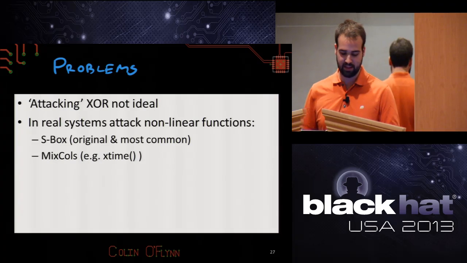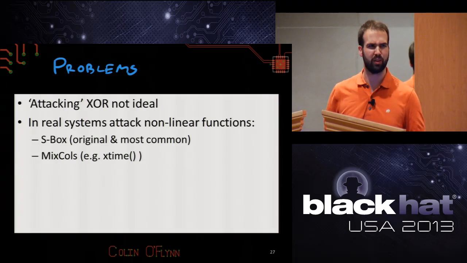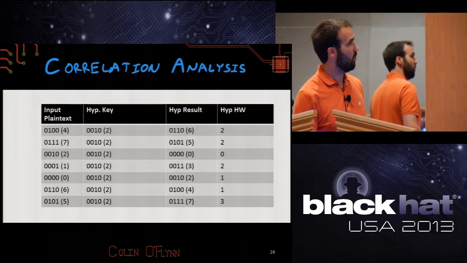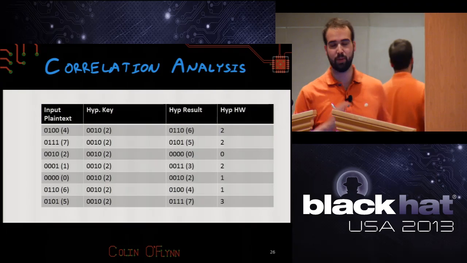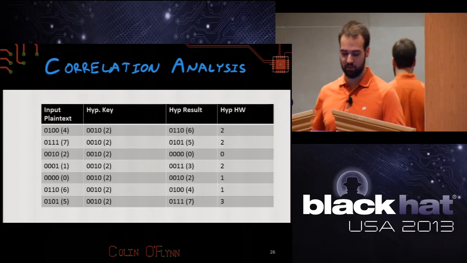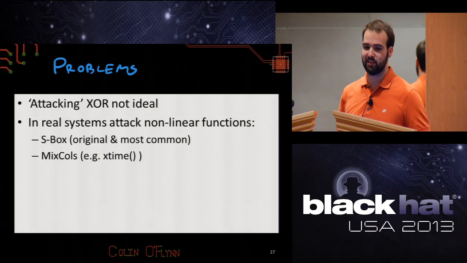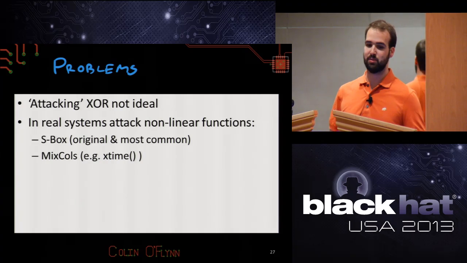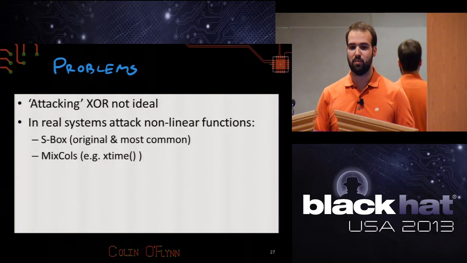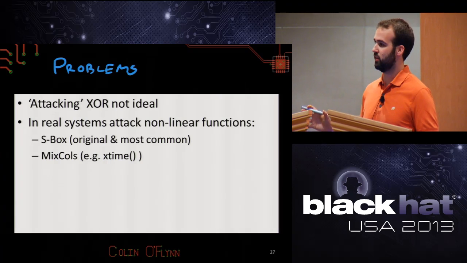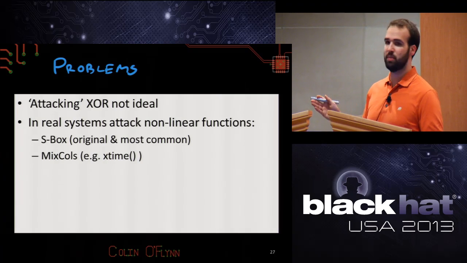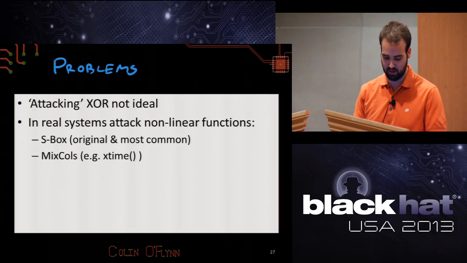One thing you might notice is that the XOR wasn't a perfect example for this, because when one of these bits changes in the hypothetical key, you only get 1 bit of difference in the hypothetical result, and again, a small difference for the Hamming weight. We'll actually attack nonlinear functions like the S-box or MixColumns, which give us a nice nonlinear function, so that when you change 1 bit in the guess, you'll get totally different hypothetical results.